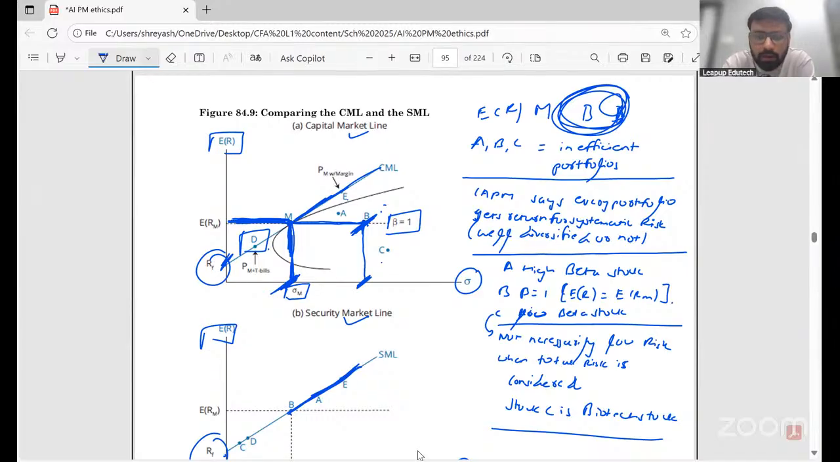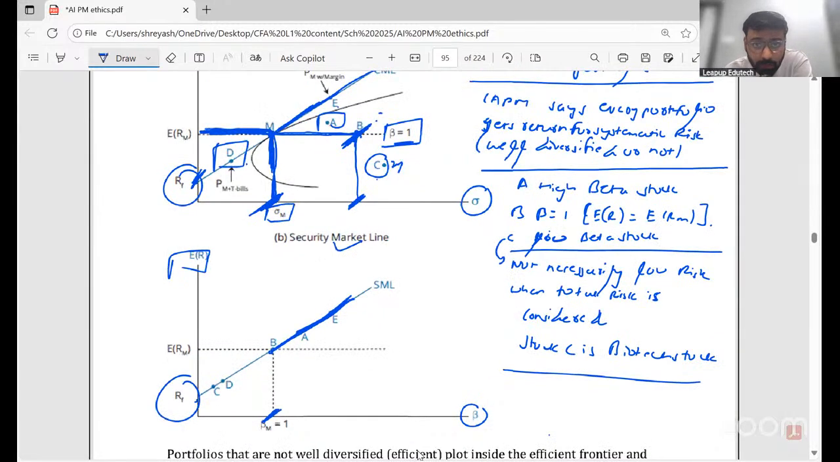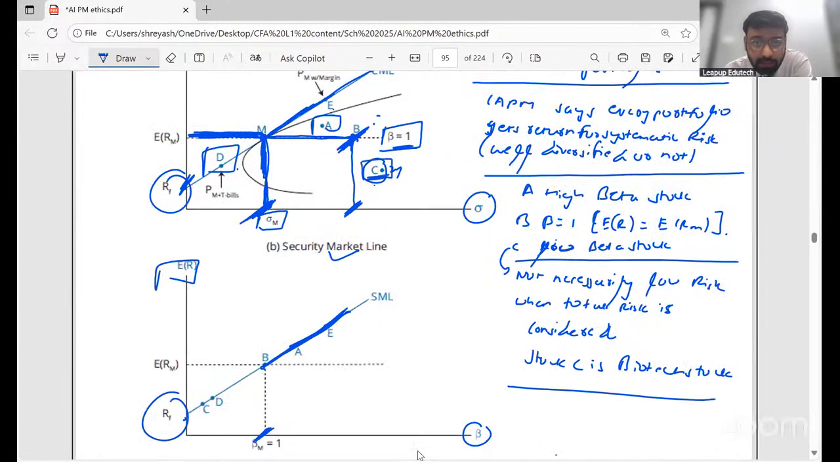That is what they're trying to tell us. And for A, obviously the beta of the market portfolio is 1. If A is above that, the beta is high. If C is below this, beta is low. And understand, just because C has a lower beta, that doesn't mean that C is a very good security from the risk point of view.